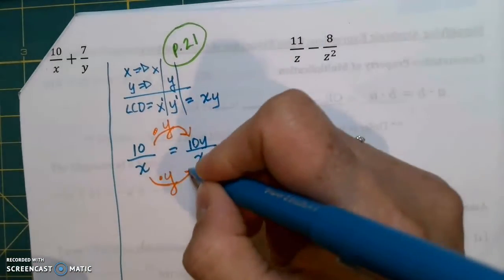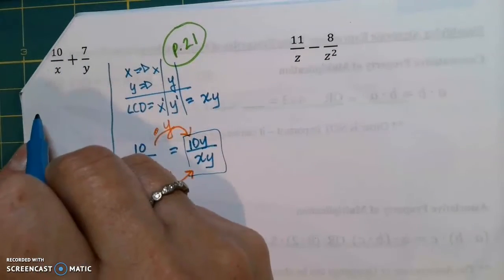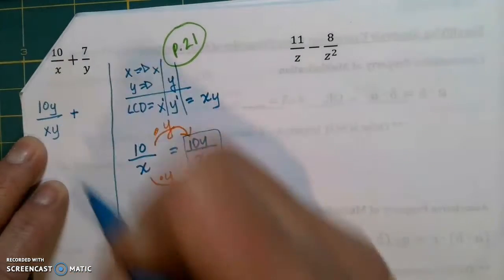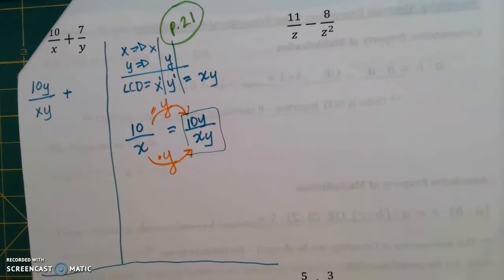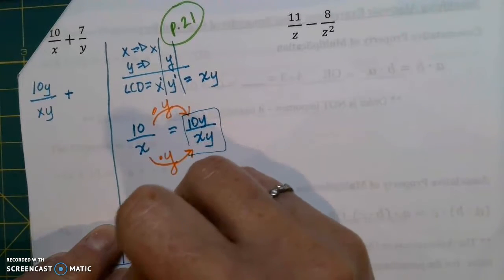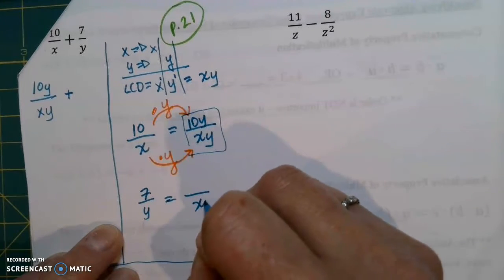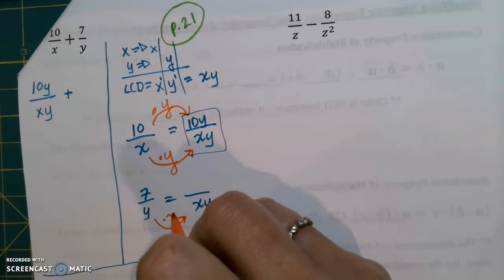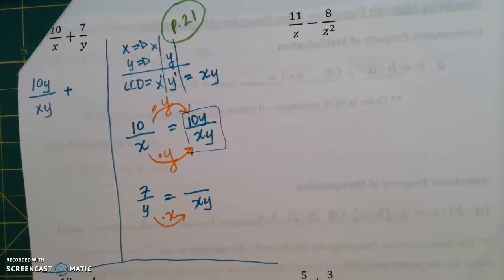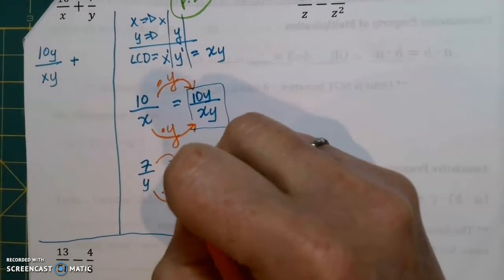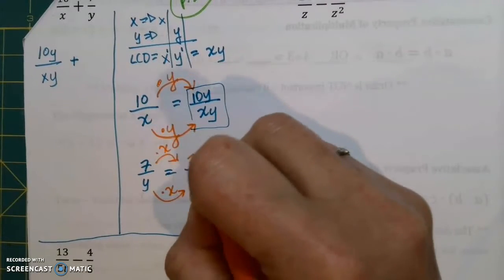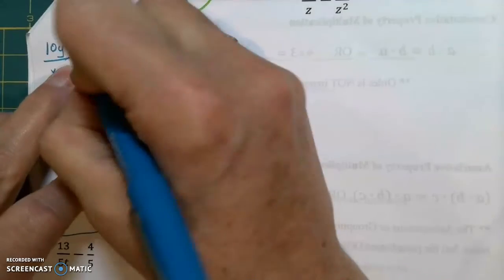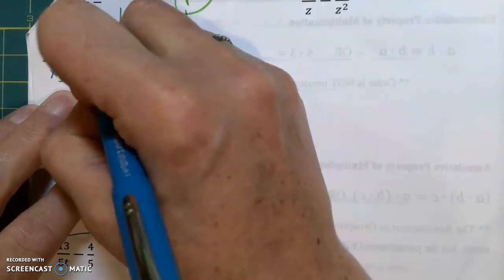Then I'm going to take that equivalent fraction back over here and plug it in instead of the 10 over x. And then we'll do the same thing with the second fraction, the 7 over y. We want that one to have an xy denominator as well. So we multiply that by x, since we started with the y this time, and multiply by x in the numerator as well. So 7x is the new numerator with that denominator of xy.